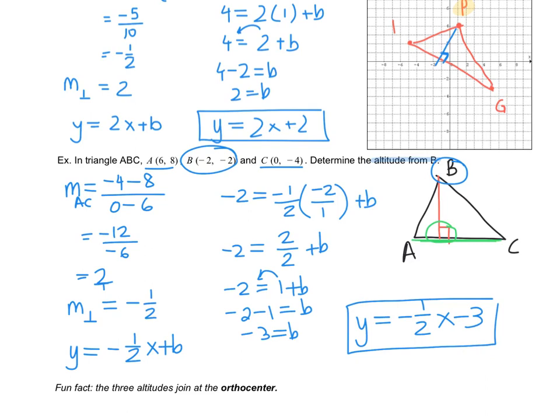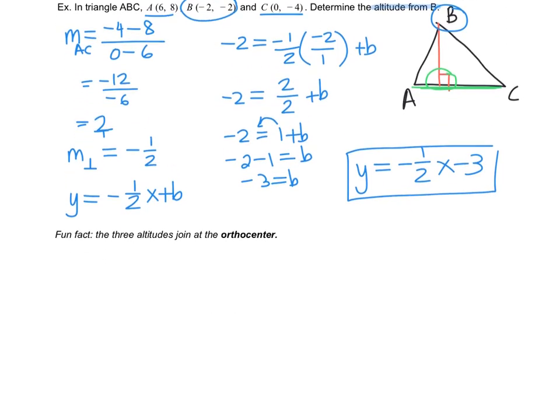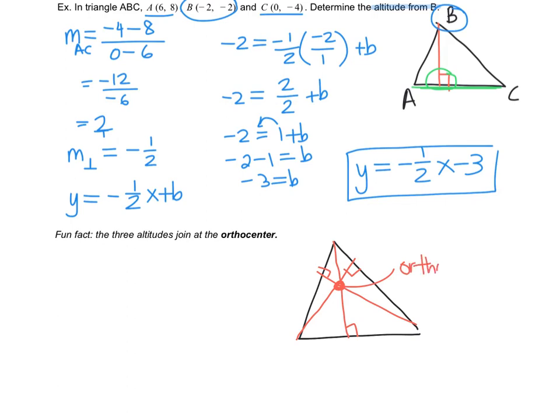And now, just a little fun fact about your altitudes. If you were to draw all 3 altitudes inside your triangle, they will all intersect at the same point, and that point is called your orthocenter. So I am just going to do a little sketch to show you what that would look like. So here's one altitude, and it is going to be very rough because I have to estimate what the right angles would look like. But there it is. It's not perfectly to scale, but that right there, that is your orthocenter.